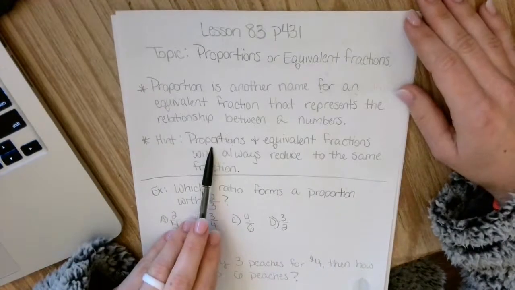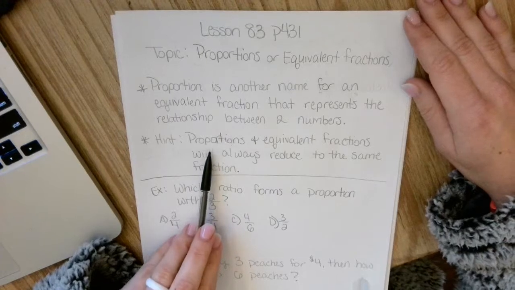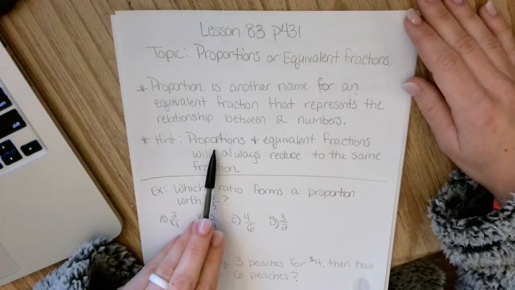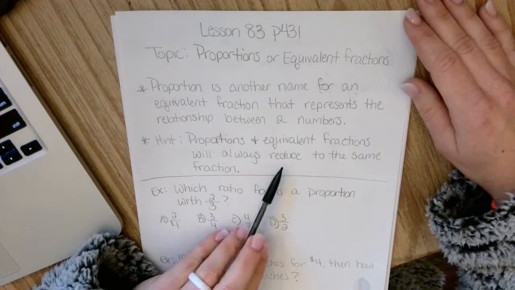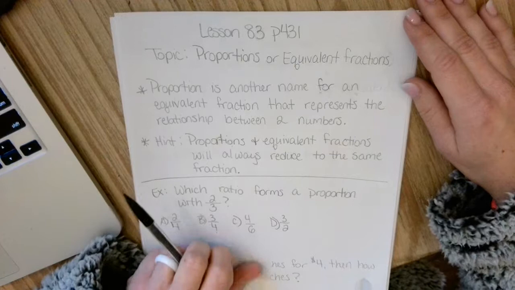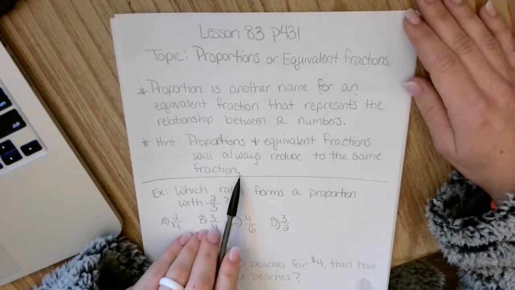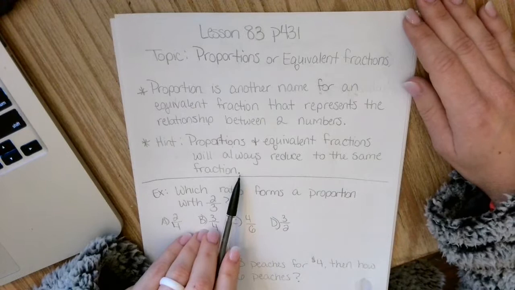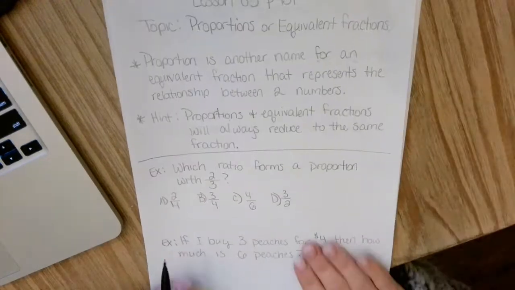And guess what, guys? Good news, you don't need to reduce proportions. The reason why is because proportions and equivalent fractions will always reduce to the same fraction. So if you reduced it, then you would literally just end up with the original fraction that you started with. So there's no need to reduce it. So now, let's actually look at an example.